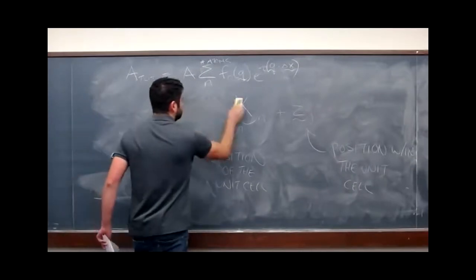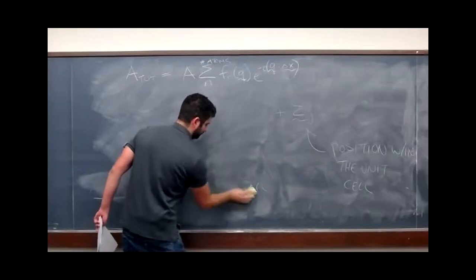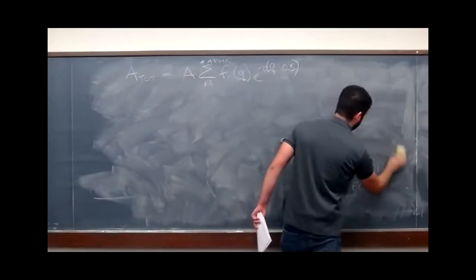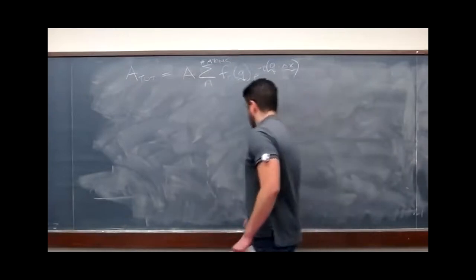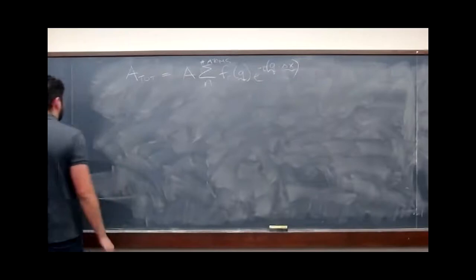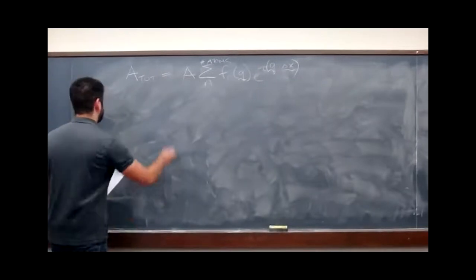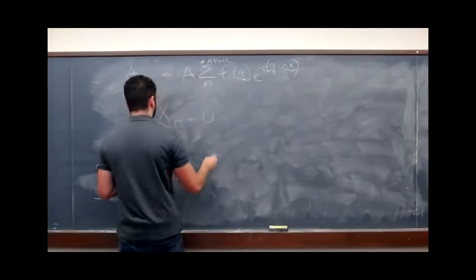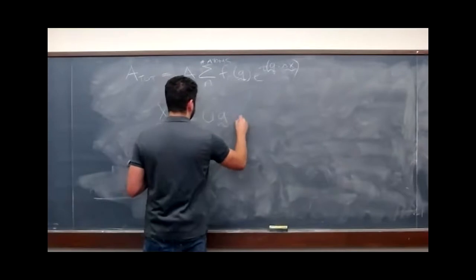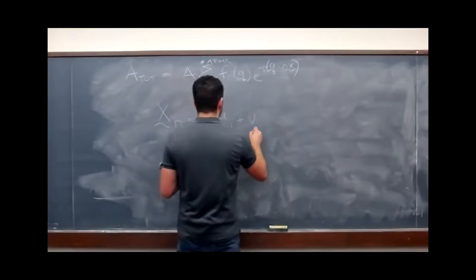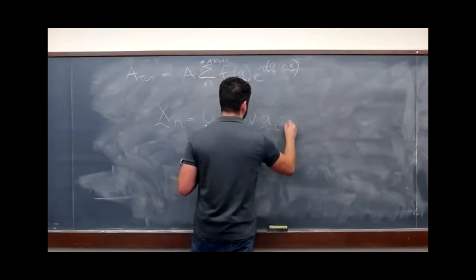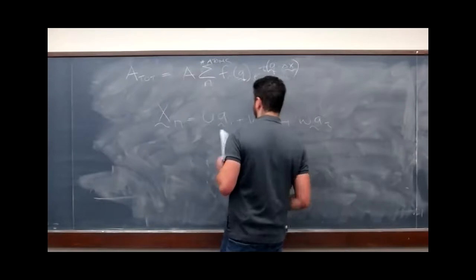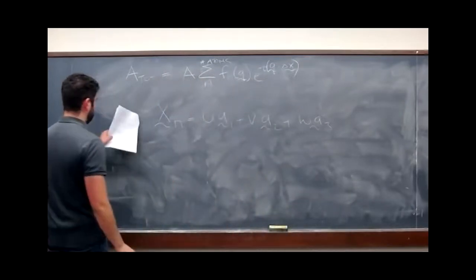We know that we can describe our unit cell positions as linear combinations of our crystal or direct lattice basis vectors: u times a1 plus v times a2 plus w times a3. So we'll use this in a second.